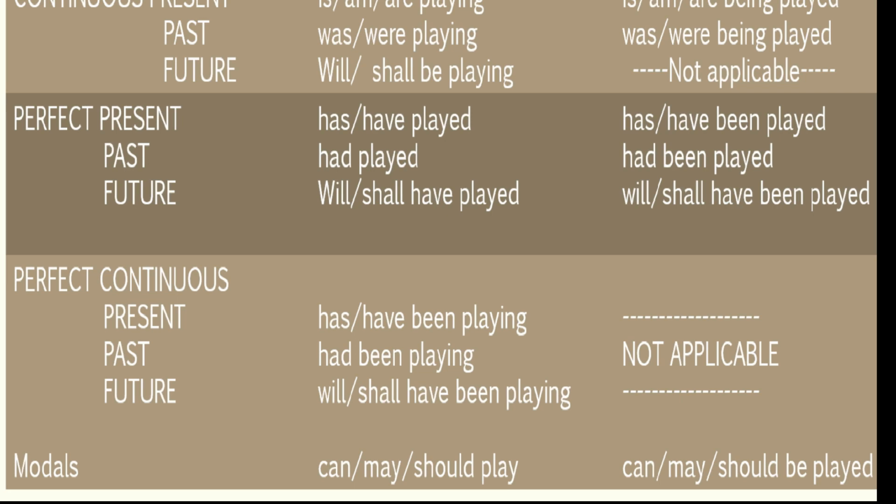For the modal verbs, in the active we use the modal verb plus the first form of the main verb. That's like can play, may play, or should play. When we change it into the passive voice, it will become can be played. Notice the use of the verb be here also. So after the modal verb, we use be plus the past participle of the main verb, that is the third form of the main verb.